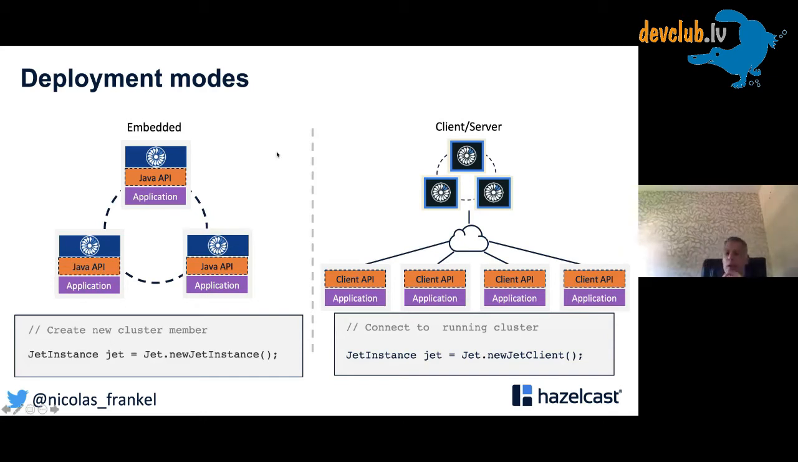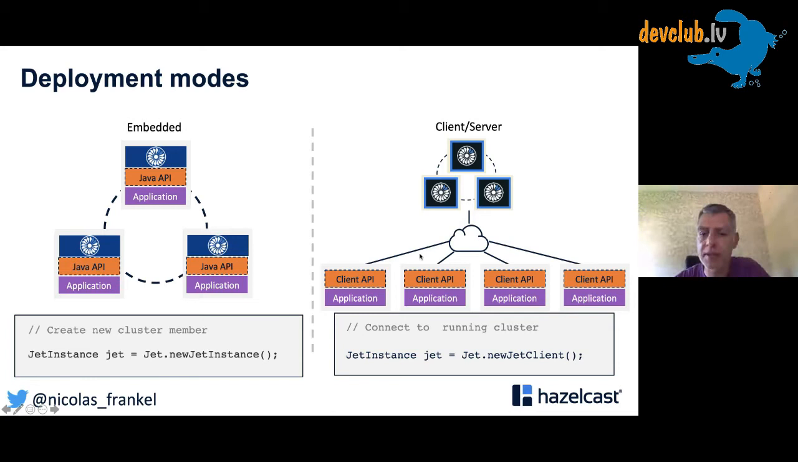So there is another way: you deploy your server. Jet can also be a server. We have Docker images, and Helm charts also if you are using Kubernetes. Then you have your application, which only has the client API, so only the jar of the client API, and you have a different way to connect. Of course, now you go through the network, so there is a slight overhead, depending on your network, but now you can scale both independently.